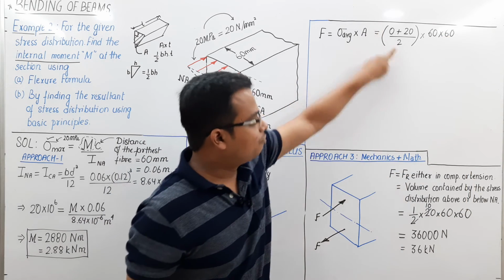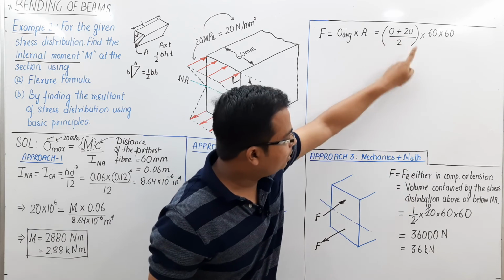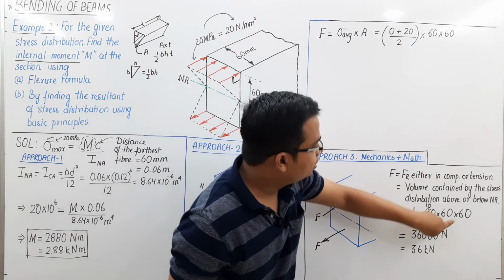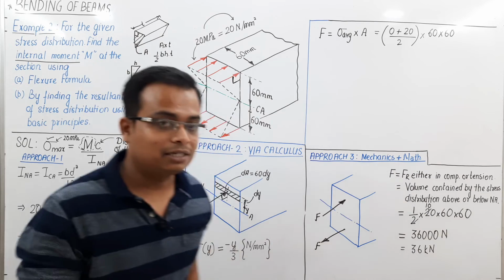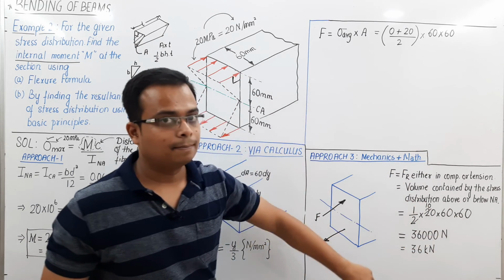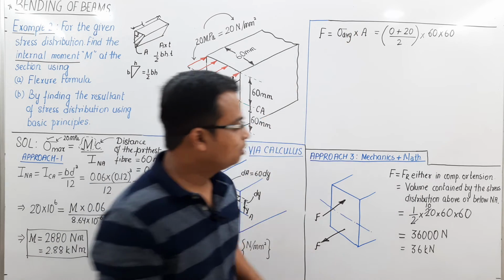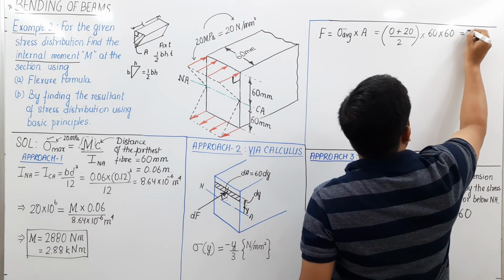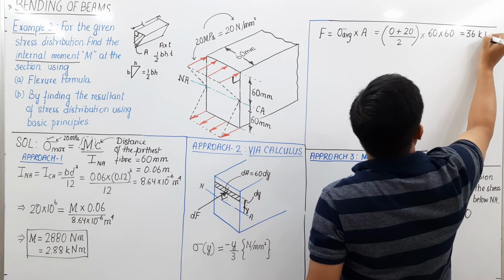Watch this now. Half, 0 plus 20, that is 20, 20. 60, 60. Into 60, into 60. This is exactly how this formula has been framed. I hope you can make the connect. Right? And again, if you try to solve this, what are you going to get? Well, the value of force which you will get is 36 kilonewton.